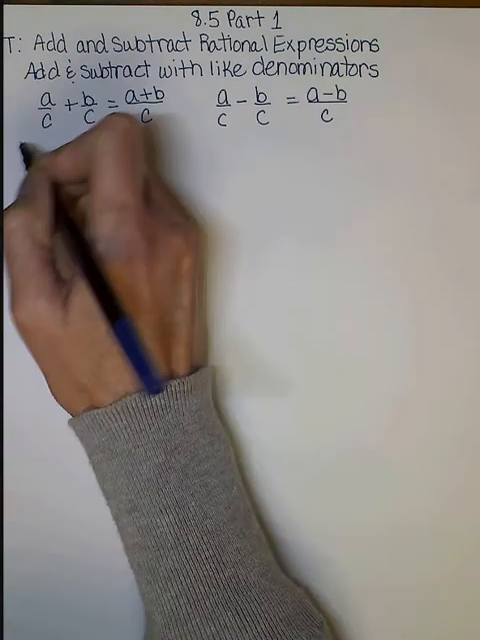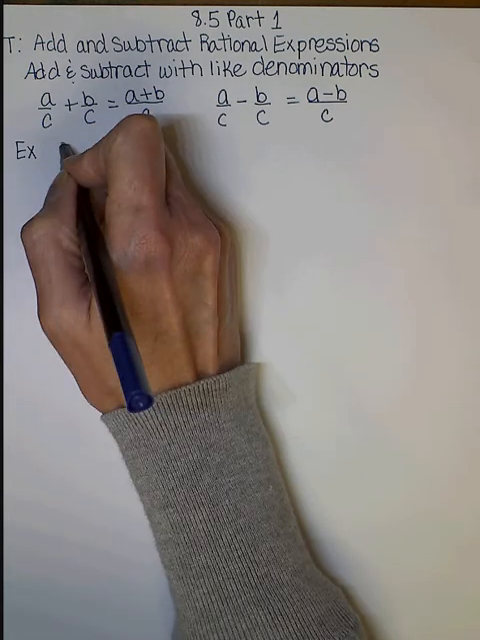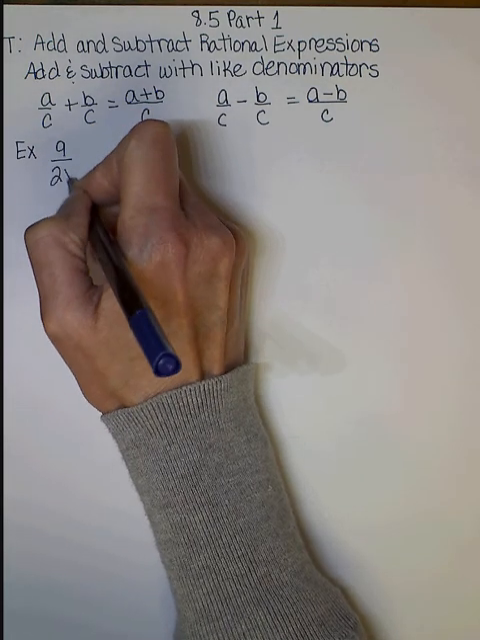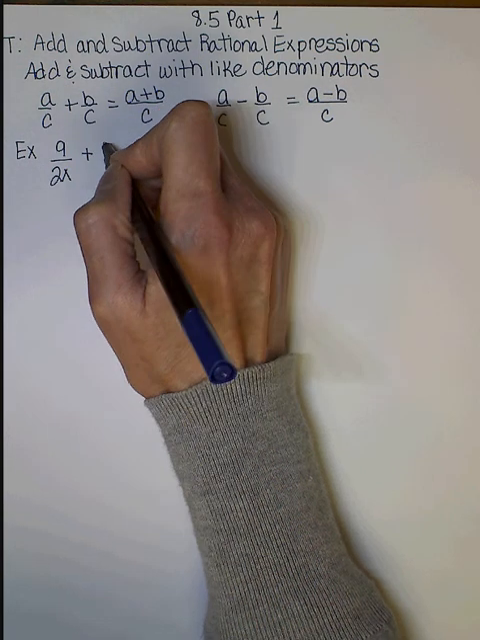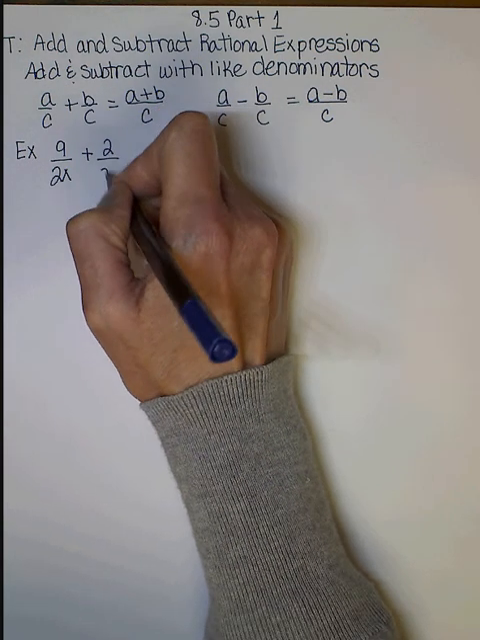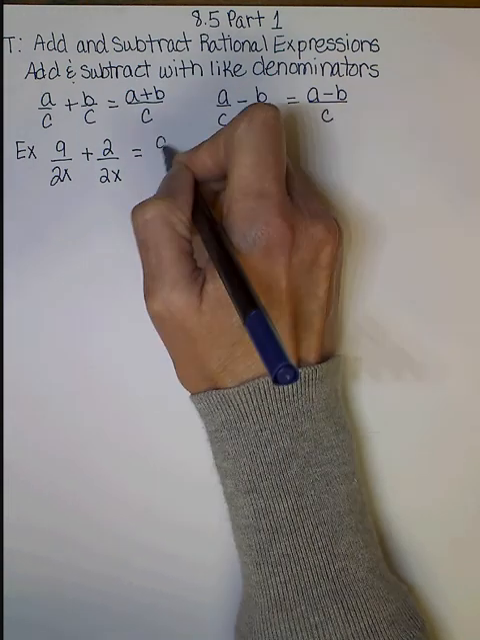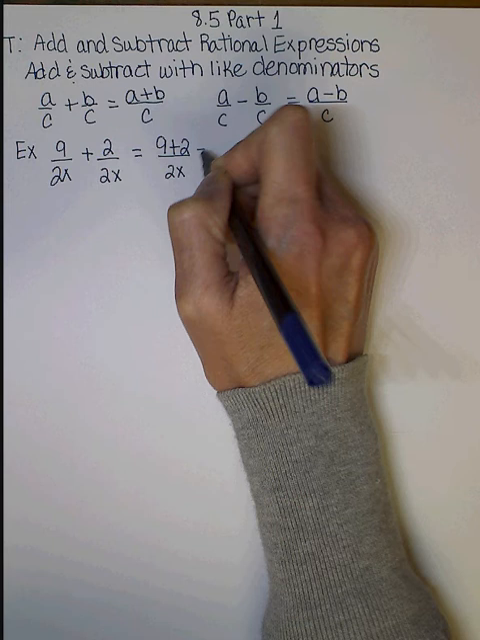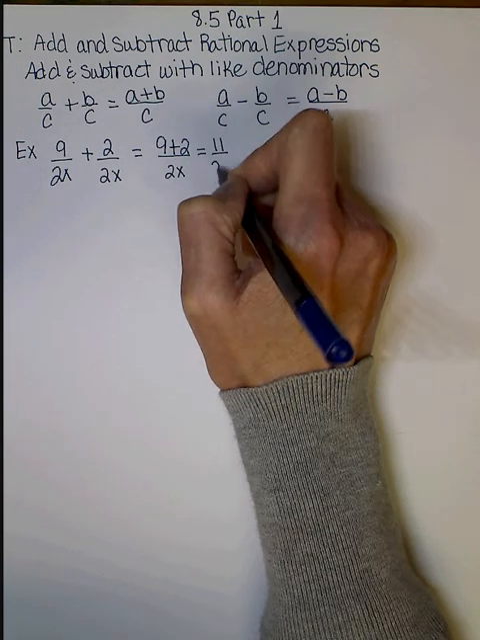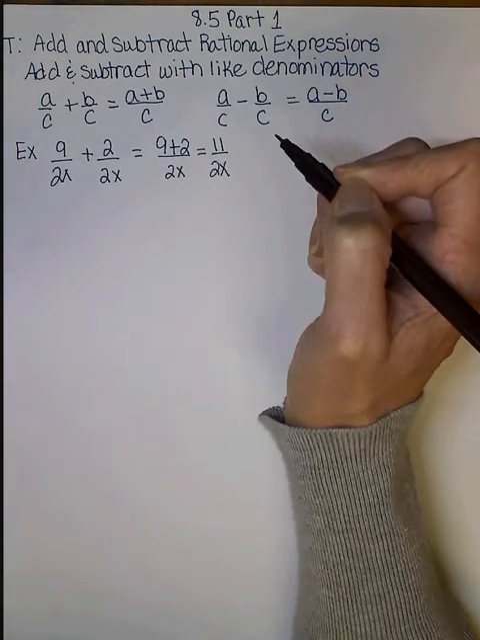So let's look at an example of doing this with a rational expression. So if I had 9 over 2x plus 2 over 2x, they already have a common denominator, so I would just have 9 plus 2 over 2x. And that would just end up being 11 over 2x. So that's not hard at all.